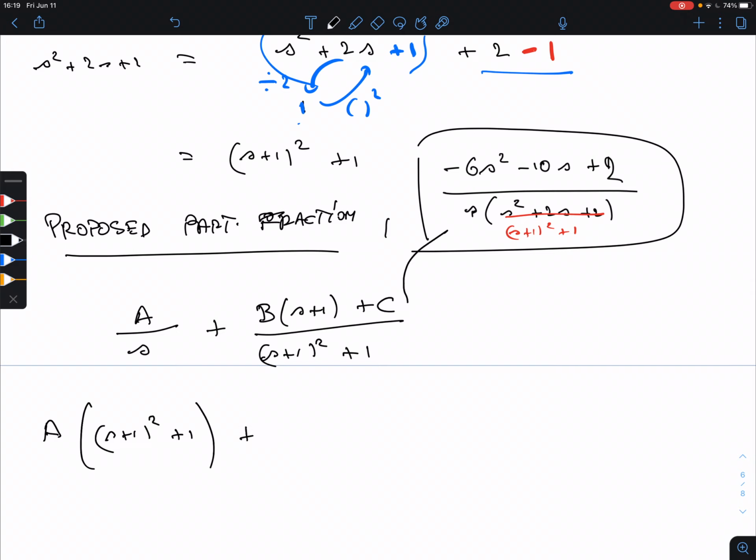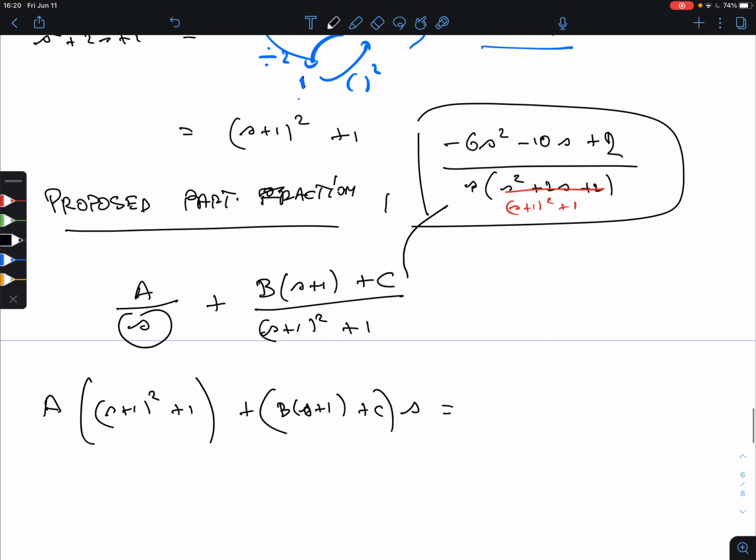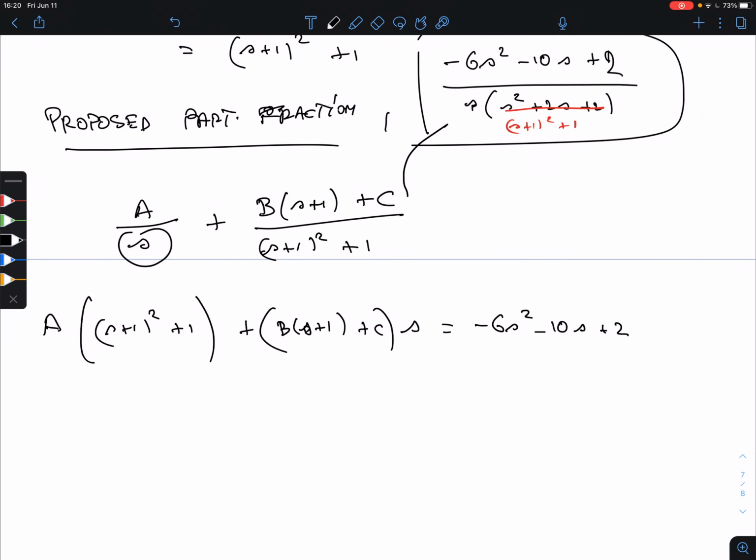Do not expand, right? We're keeping this now in the form that we have. Plus, and also the same here. We have b times s plus 1 plus c times this guy, right? That guy will still stay. The other one will be cancelled. And that is equal to minus 6s squared minus 10s plus 2. Again, do not expand here yet, or I would not expand at all. So step 1, plug in the roots.